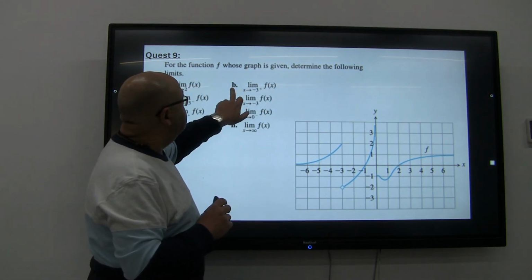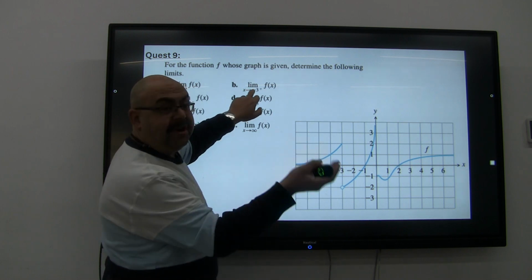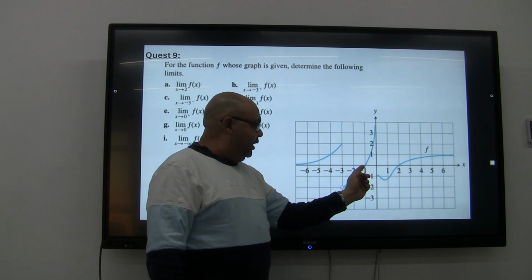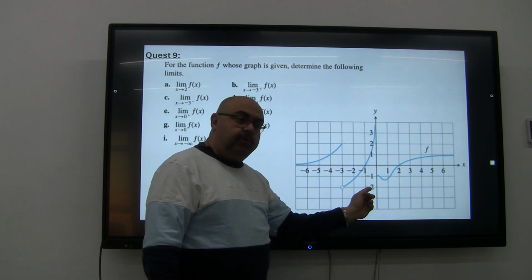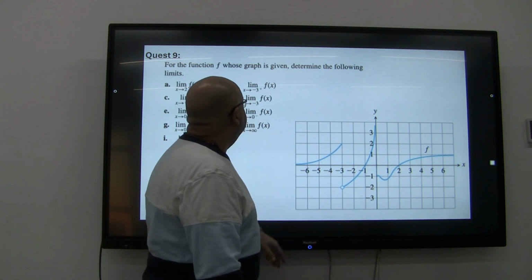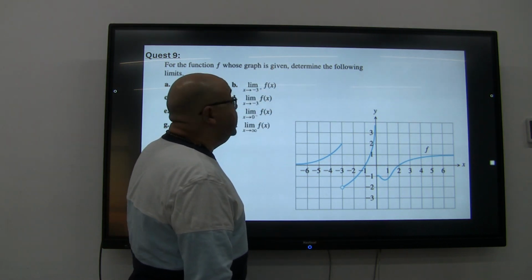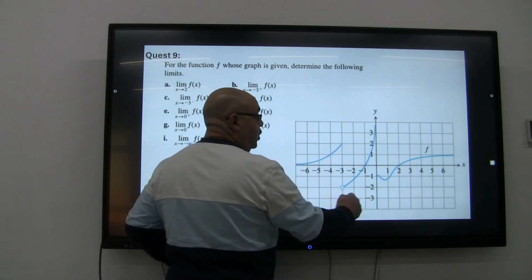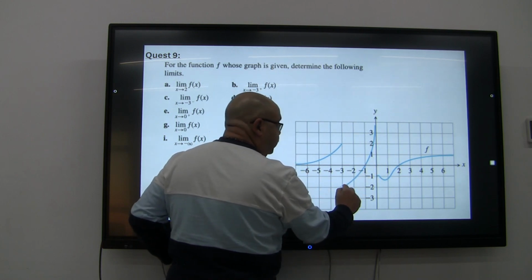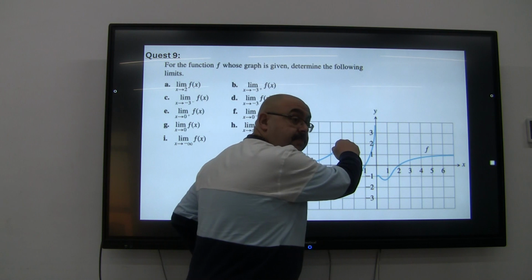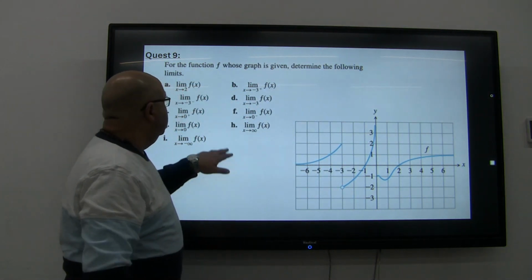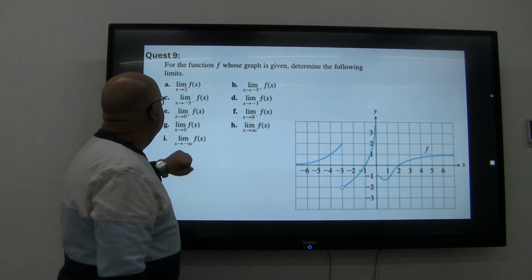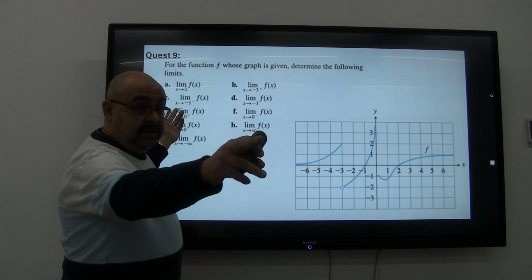He is asking you about x tends to -3 from the right. I will go to -3. From the right part, the function actually tends to reach -2. From the left side of -3, it is going to go to +2. So from the right side, -2; from the left side, +2. So if he asks you about the limit at -3, it doesn't exist. This limit doesn't exist.